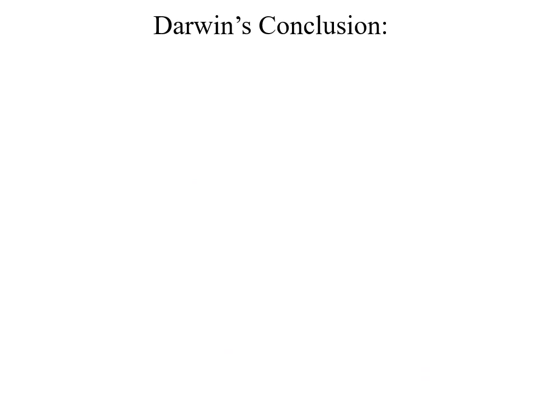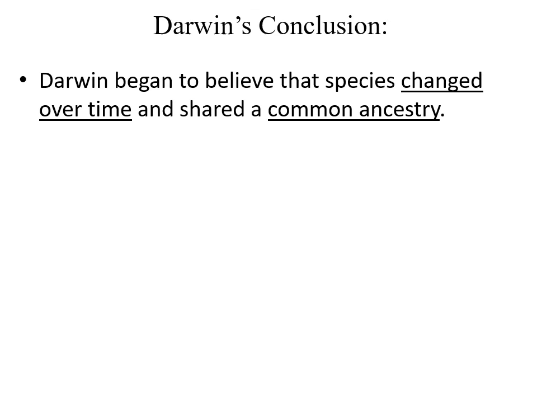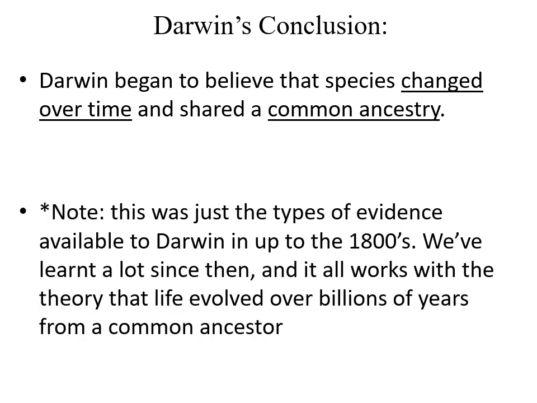So Darwin's conclusion, after looking at evidence like this, was that species change over time and share a common ancestry. Realize that a lot of the evidence Darwin was looking at when he came up with his theory was fairly old. We looked at some newer evidence as well, such as the molecular evidence to back it up. We've learned a lot since the 1800s, and so the theory of evolution proposed by Darwin is not the same as the theory of evolution as we know it today.